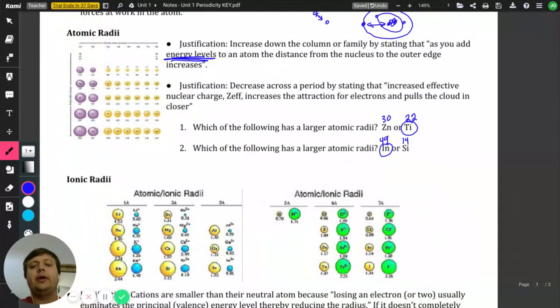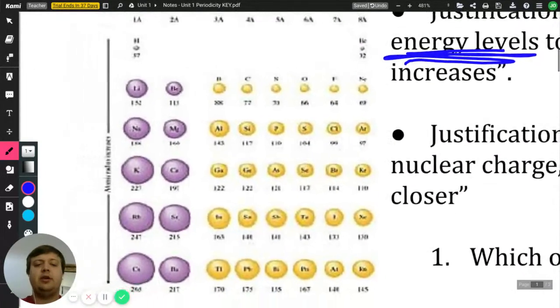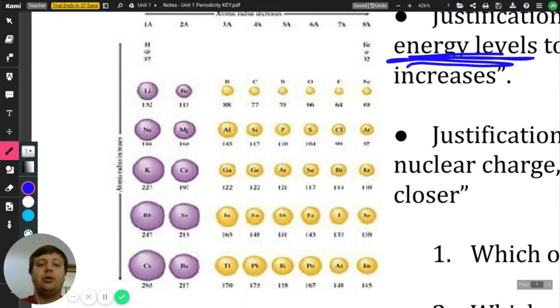And this is kind of what you see here in this picture. It's giving a general overview of what it would look like, and it's all in comparison to the other things in that period.